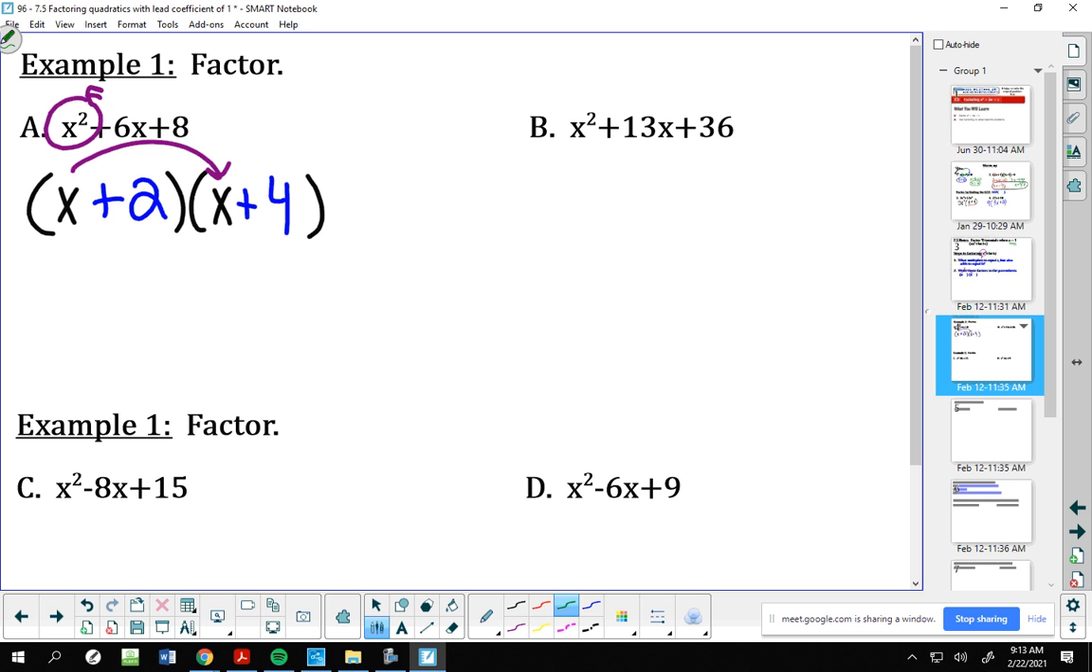First, outer is 4x, inner is 2x. So this 6x term is outer plus inner, right? 4x plus 2x, outer plus inner is 6x. And then we have the last times the last, 2 times 4 is 8. So there's your FOIL. First times first, last times last, and then the middle term is your outer plus your inner. I'll give you guys a second to just write that down.